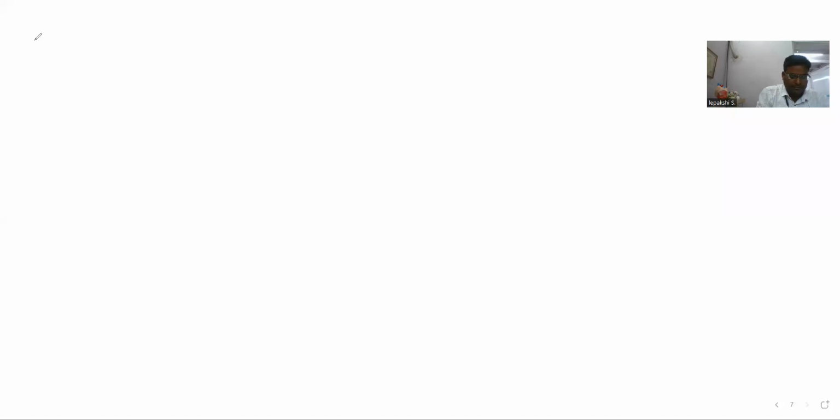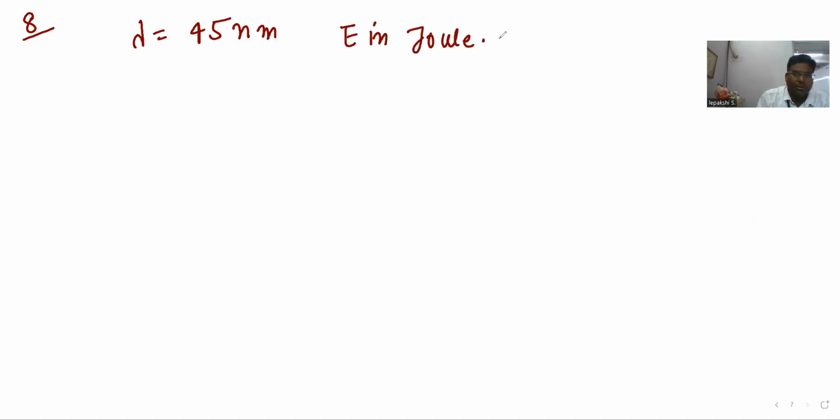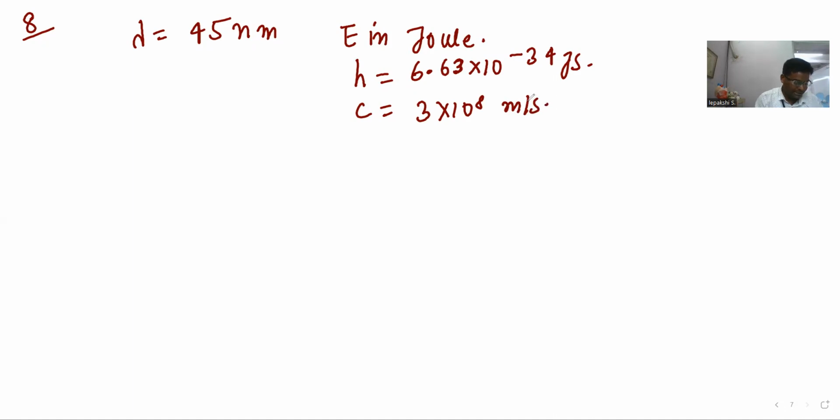Now look at question number 8. Calculate the energy in joule corresponding to light of wavelength 45 nanometer. So lambda is given as 45 nanometer. You have to find the energy in joule. The Planck constant value is given: h is equal to 6.63 into 10 raised to minus 34 joule second. Speed of light is given, that is 3 into 10 raised to 8 meter per second.